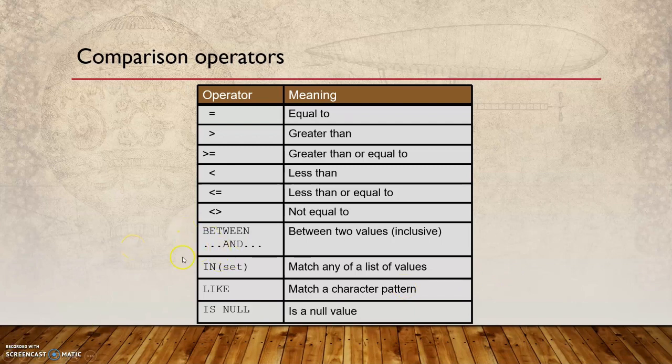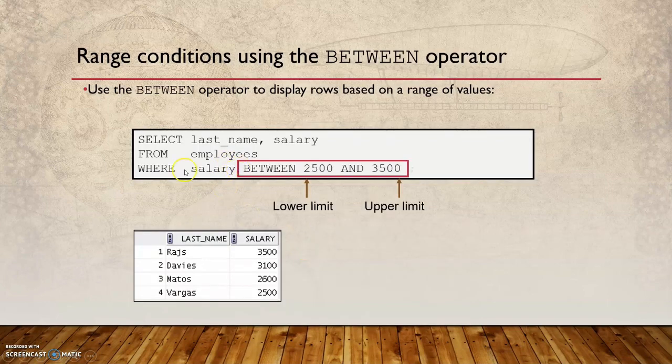Let's quickly look at the functionalities behind the last three operators: between, in, and like. So BETWEEN is between two sets of values. If you want all the details where the salary is between 2,500 and 3,500, then you retrieve all the details related to that. This is the lower limit and the upper limit between the two values. So that's the BETWEEN operator.